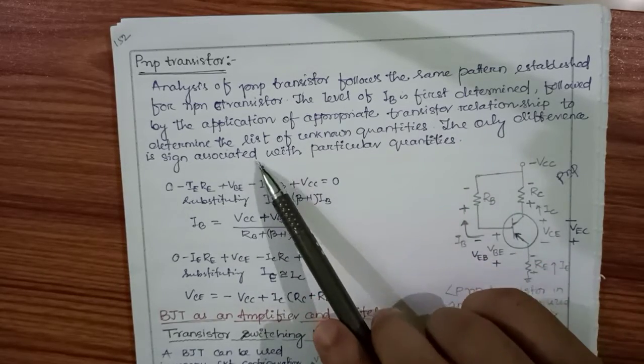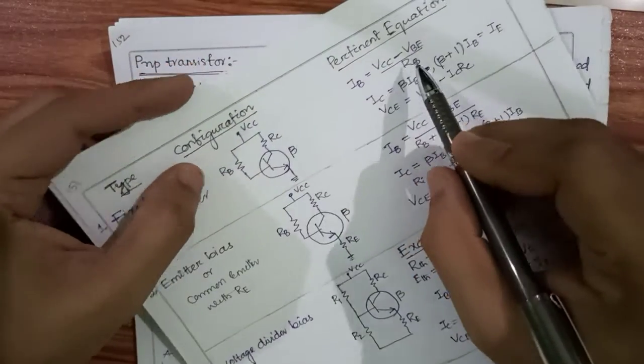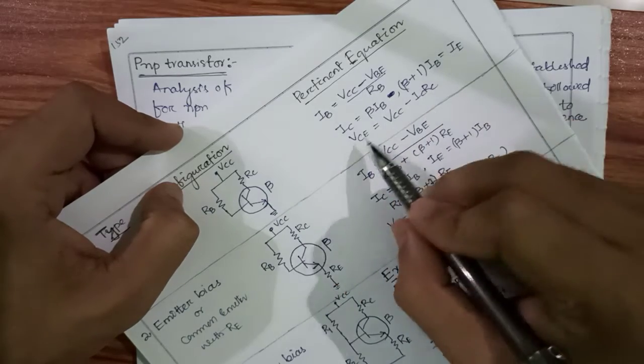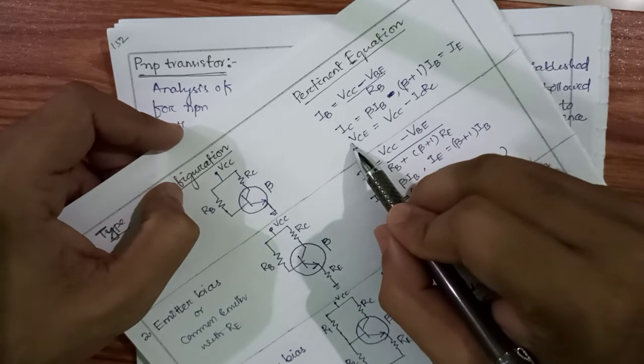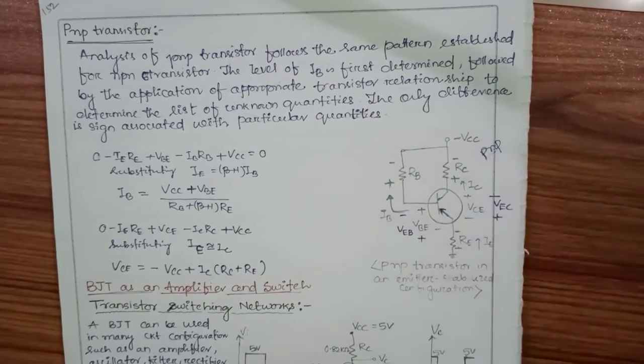The only difference is in the sign. What are the changes? Here it is written as VBE. For PNP it will become VEB. Here it is VCE. For PNP it will become VEC. Okay. Similarly, if you see the circuit diagram, here I have drawn one circuit diagram. If you see the circuit diagram, you will get everything.